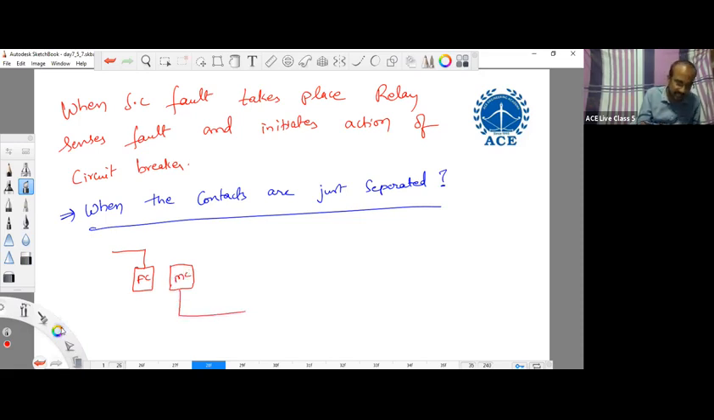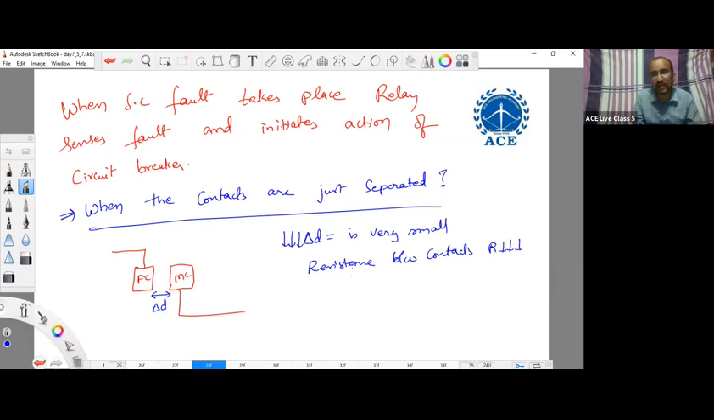When the contacts are just separated by a very small distance, what happens? This is the spacing between the contacts, delta D, which is very small. So the resistance R between the contacts is also less because the spacing is less. The voltage drop is also less, and the heat generated is also less.